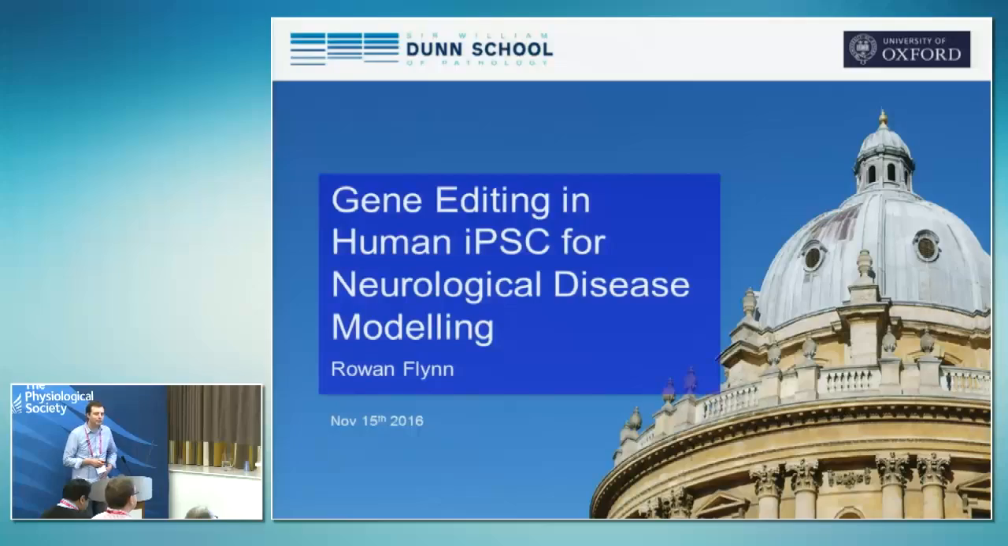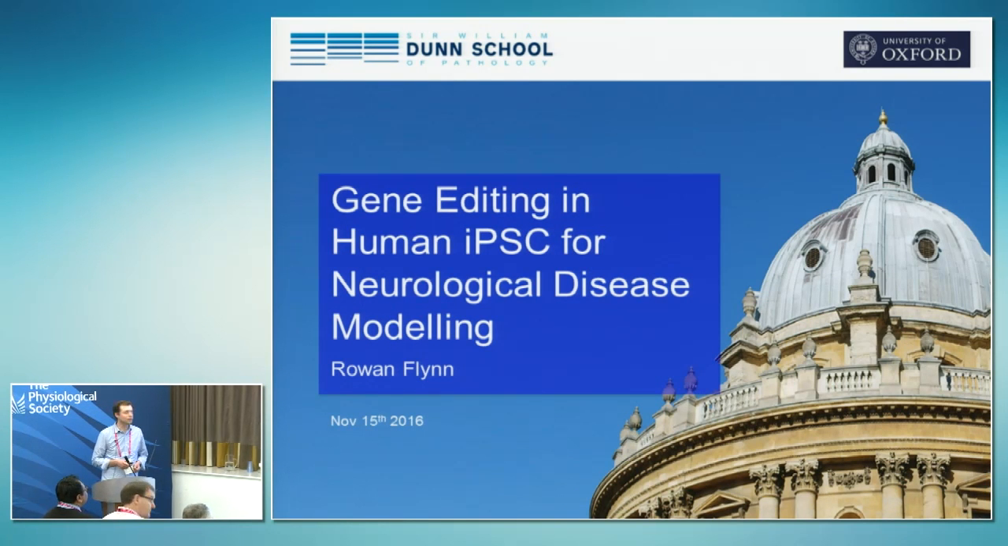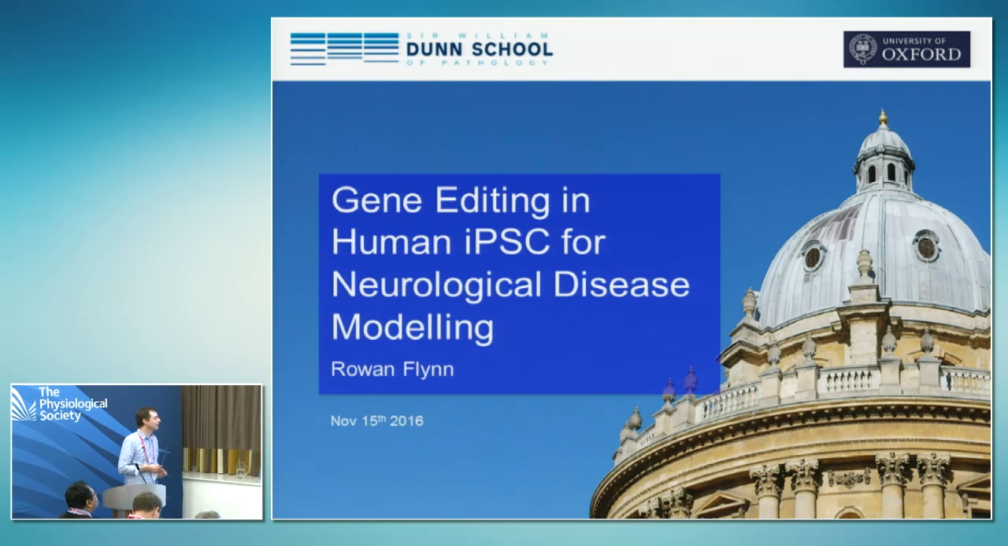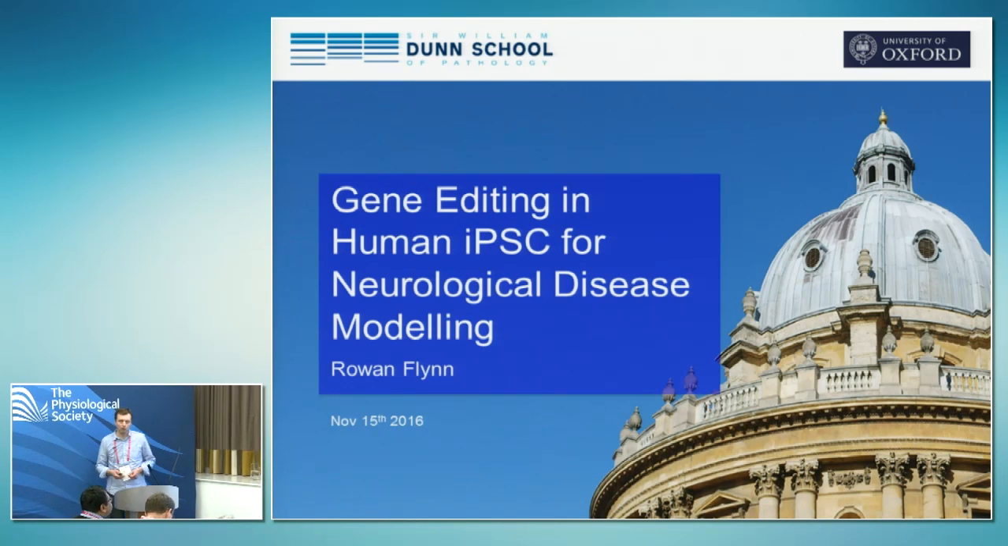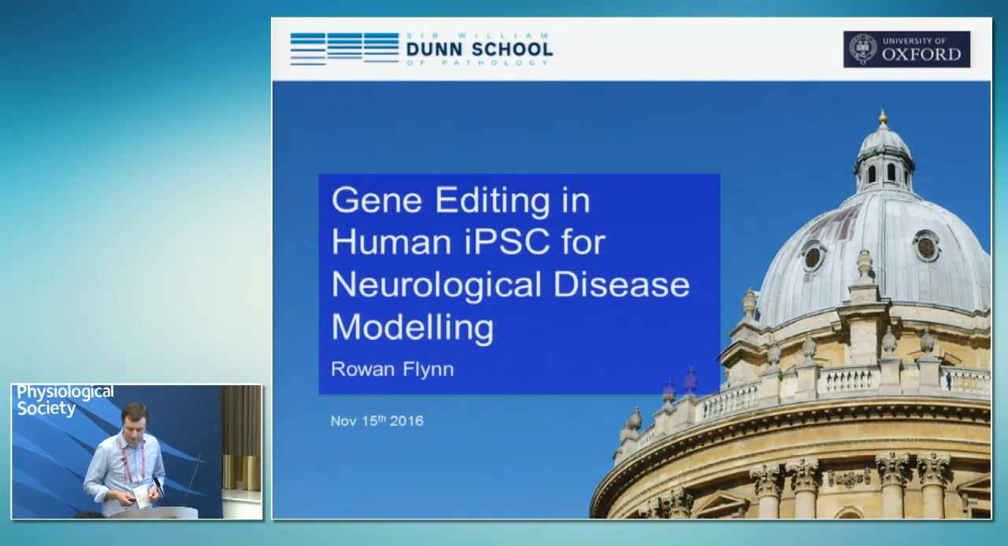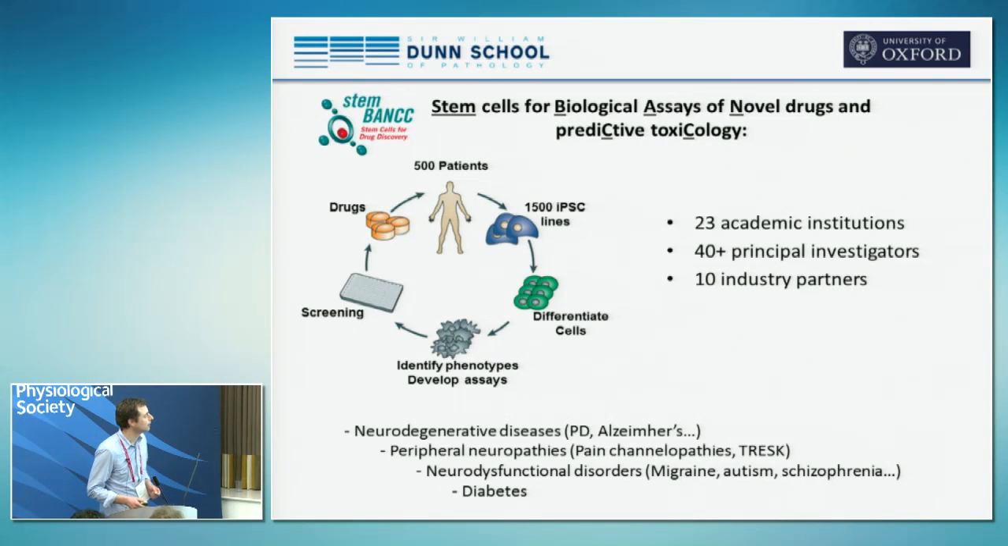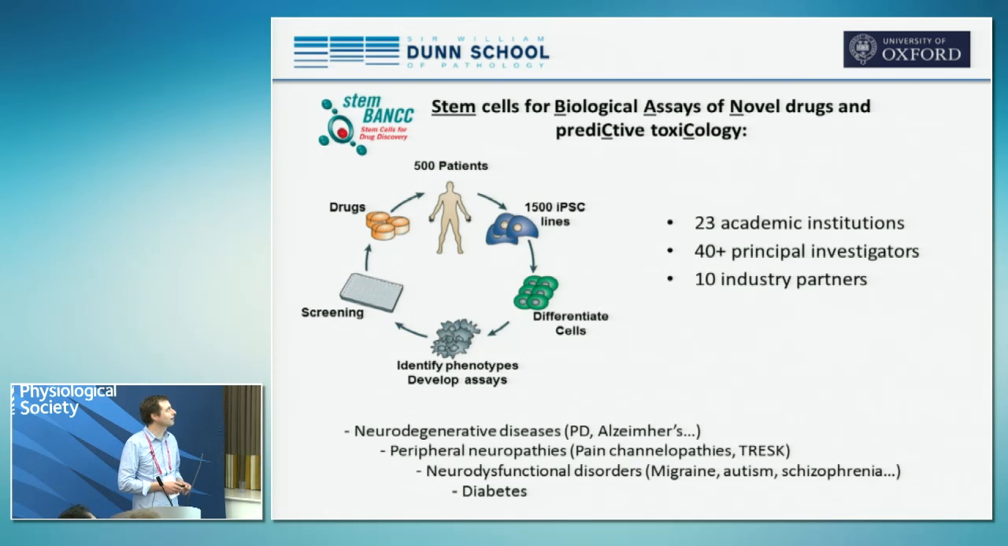So I'm just going to talk a little bit about some of the gene editing work that I've done in human induced pluripotent stem cells, which we are using to model neurological diseases. I should mention I'm funded by the STEM Bank project. STEM Bank is a very, very loose acronym for stem cells for biological assays of novel drugs and predictive toxicology.